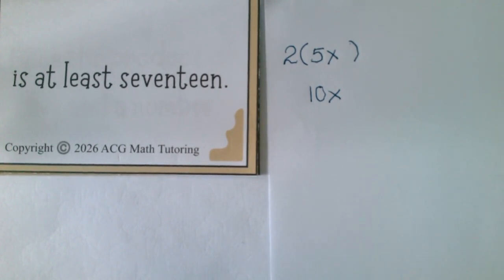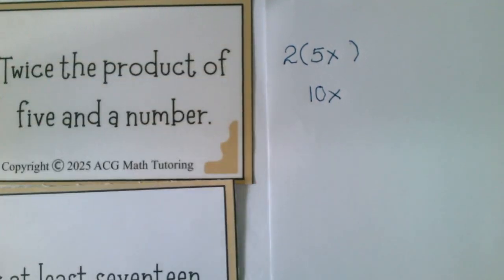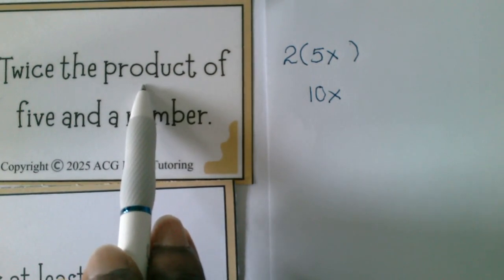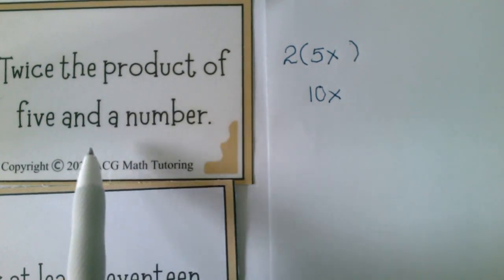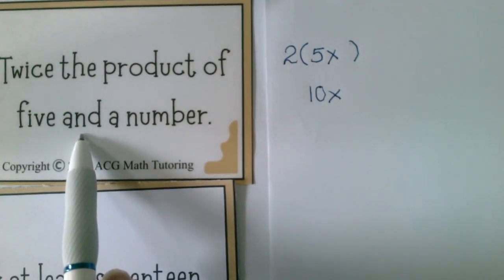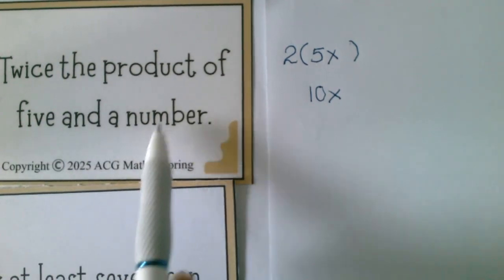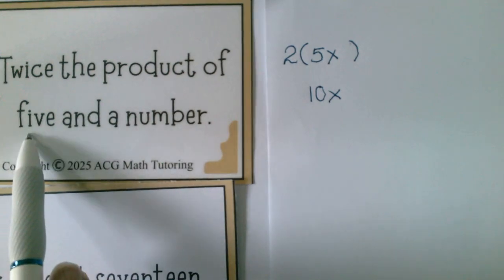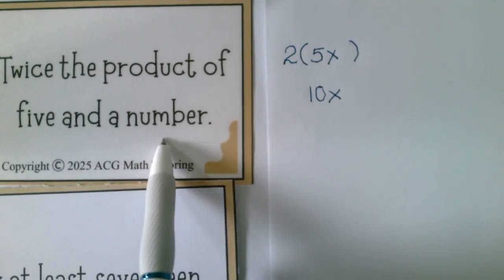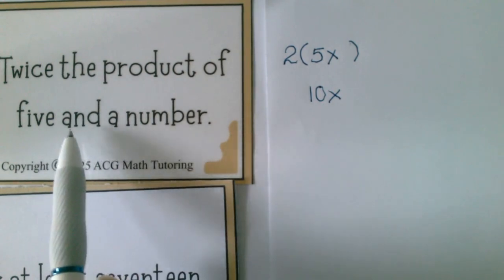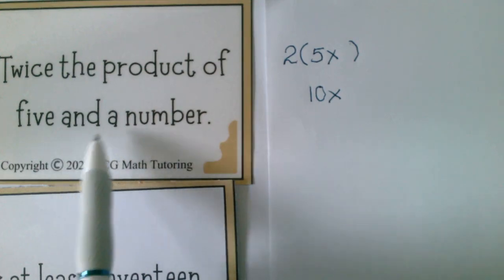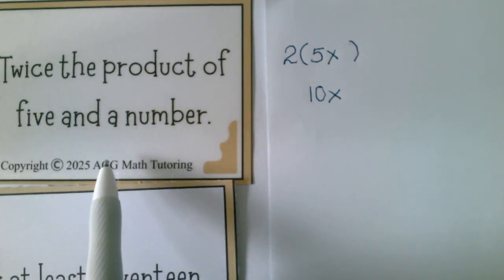No, "and" is not plus. Because when they say product of, that means you're going to be multiplying two things. The "and" is here to separate what the two things are. So when they say product of, I'm multiplying. What am I multiplying? I'm multiplying 5 and a number. A lot of people think "and" can be addition, but not in this case. And that's another thing that throws people off.